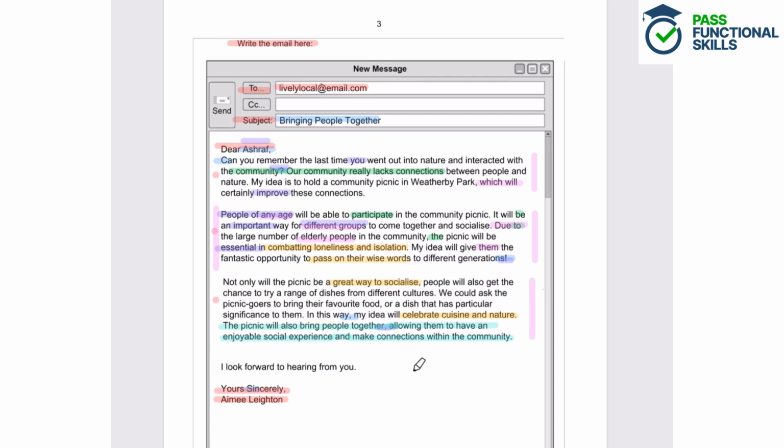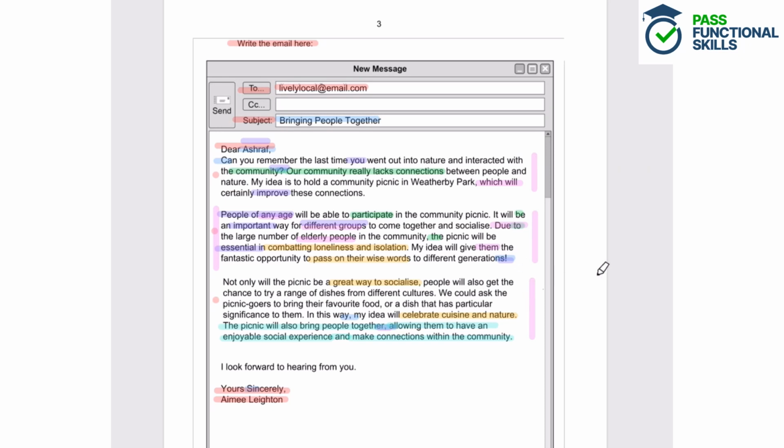So overall, let's consider what makes this a great answer. We've talked about the spelling, punctuation and grammar, all of which is accurate, which makes this really clear and easy for the reader to understand. The punctuation use is also effective in persuading the reader. So we've got that question used at the start there and the exclamation here.